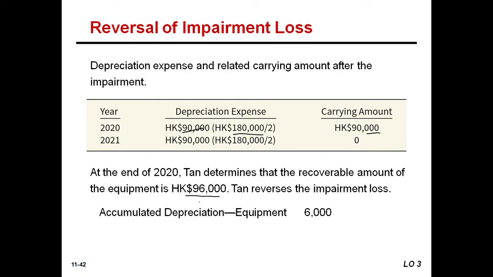Reversing of the entry is just passing an opposite transaction or opposite journal entry to what you have already done, but instead of saying loss, you use the word recovery of impairment loss. So why is it 6,000? Could you see the recoverable value is 96,000, but the carrying cost is only 90,000. So you're trying to increase the carrying cost by 6,000.